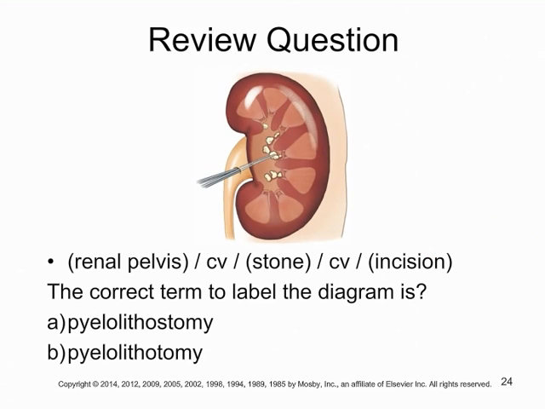Here I'm asking you what the correct medical term is for incision into the renal pelvis to remove a stone. Is it pyelolithostomy or pyelolithotomy? And hopefully you chose B. B is when you make the incision. Stomy would be the creation of an artificial opening.